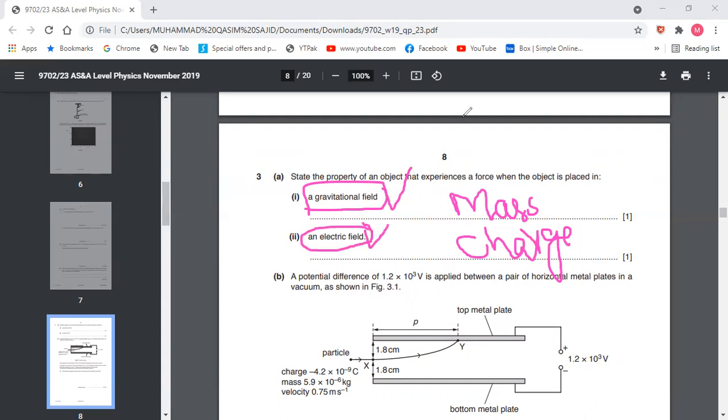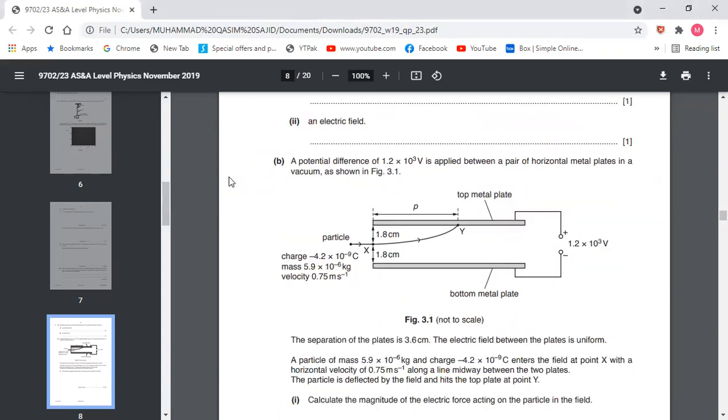So now for the next one, part B. Basically, this is the section with two plates. Here is the point, and there's the electric field. This is a particle x, which has charge, mass and velocity, and it will strike this point. This point is at a distance. So these are all the values. The particle is deflected by the field, basically deflection to point y. Now we have to calculate the magnitude of the electric force acting on the particle.